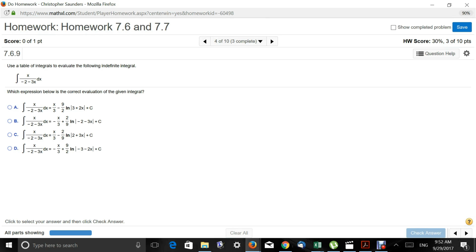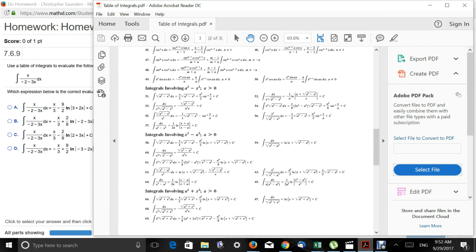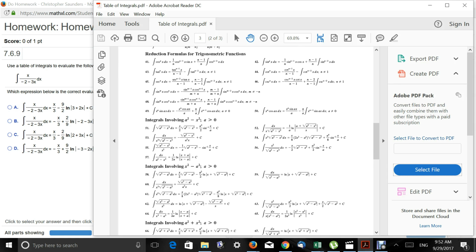Let's use a table of integrals to evaluate this indefinite integral. Again, it's not providing us with the table of integrals, so let's use the table that I will provide to you and is available on document share. So we're looking for x over constant minus x in the denominator. So I want constant minus x in the denominator.